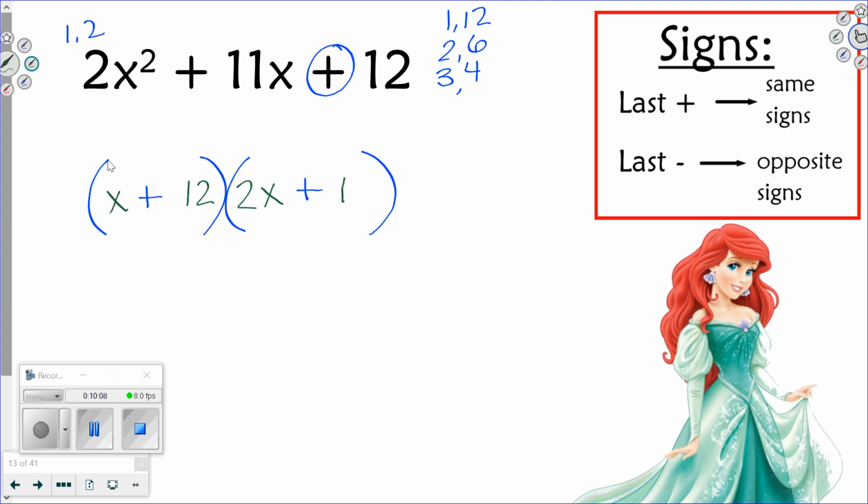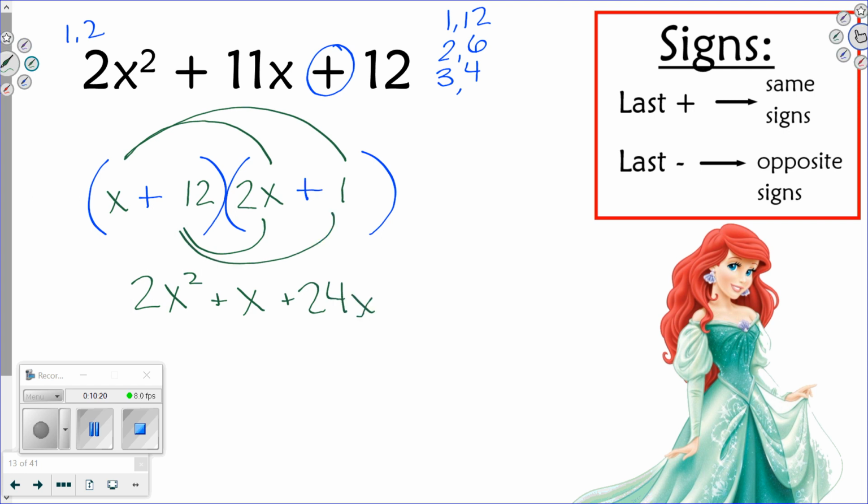Okay, so if we check this, we would distribute. So we get 2x squared plus x plus 24x plus 12. Does my two terms in the middle give me 11? No. All right, so that does not work. So we would go back to the drawing board.